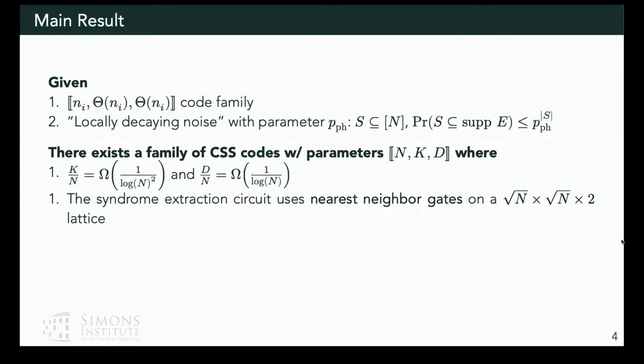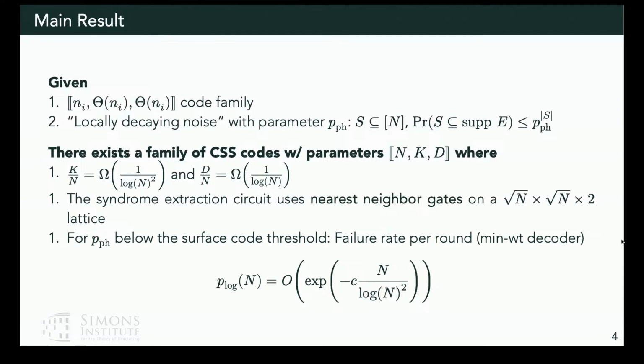For convenience and to get the best constants, we pick that it's actually a 2-layer lattice, but this is not fundamental. We can just as well remove this 2 and have just a regular square lattice if you like. And I guess the most important thing is that with repeated syndrome extraction and correction, using a minimum weight decoder and this syndrome extraction circuit, we have a threshold, and below this threshold we have this exponential suppression of the logical error rate per syndrome extraction cycle.